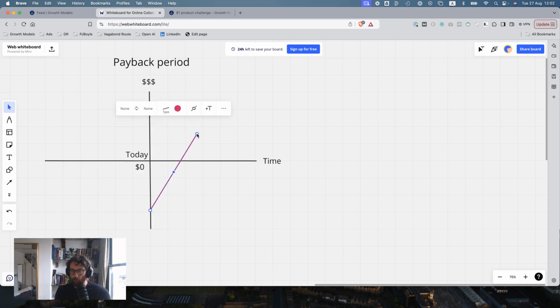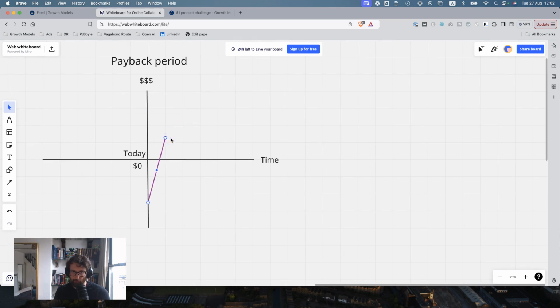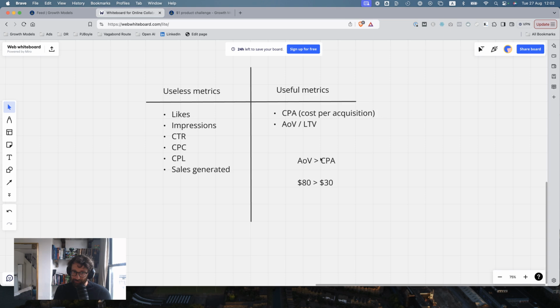But once you've got that, you can be paying money today and making money back today as well. So your payback period is very low or very short, and you don't need to wait 4, 5, 6 months to make the money back that you're spending. You just need to make sure average order value is better than the CPA.